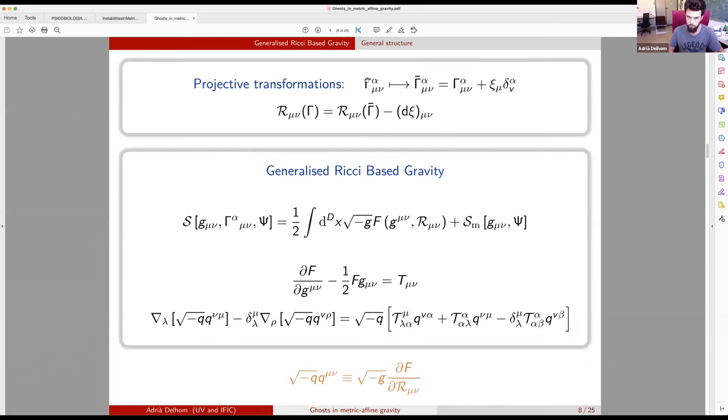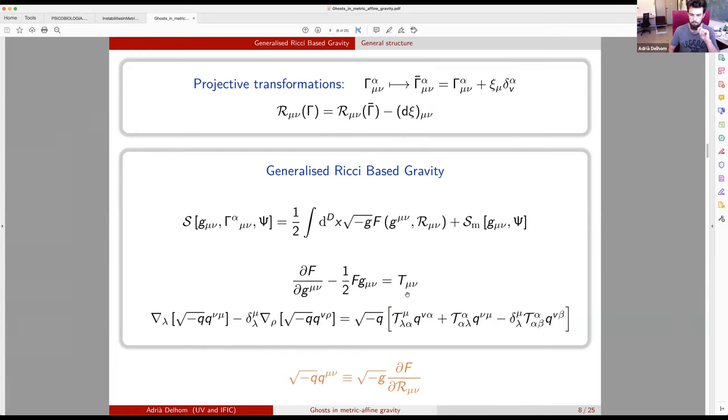So first of all, recall that projective transformations are transformations of the connection of this kind. So you add a vector to the derivative index of the connection. And then these transformations only transform the antisymmetric part of the Ricci tensor, which is not symmetric for a general connection, right? They transform the Ricci tensor by the field strength of the projective mode, okay? So you can see that the symmetric part of the Ricci tensor is invariant under projective symmetries, right? So if one considers generalized Ricci-based gravity with projective symmetry, then one should symmetrize this Ricci tensor here, okay? But we will go with the general case.